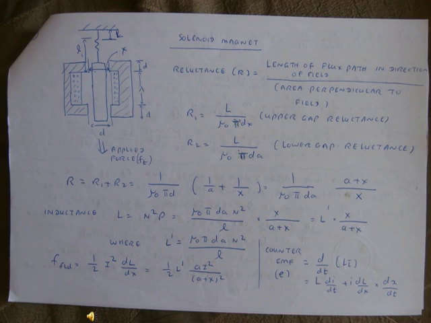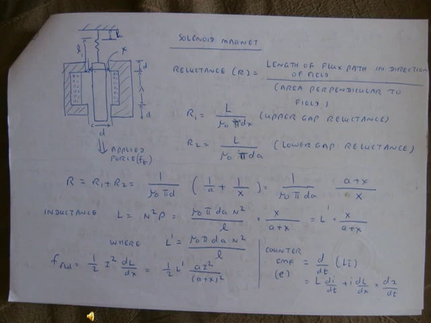Reluctance of the solenoid magnet is equal to the length of the flat part in the direction of the field divided by the area perpendicular to the field. Therefore R1 equal to A divided by mu 0 by dA. This is the upper case of reluctance. R2 equal to A divided by mu 0 by dA. So lower case are reluctance. So R equal to R1 plus R2. So that will be 1 divided by mu 0 by D and multiply with 1 by A plus 1 by A.